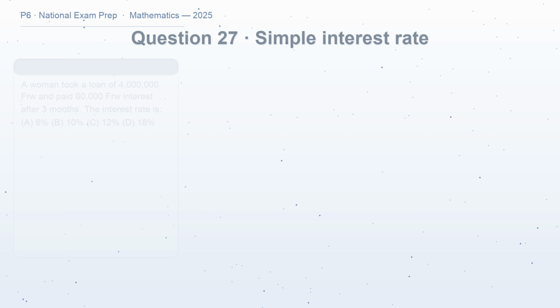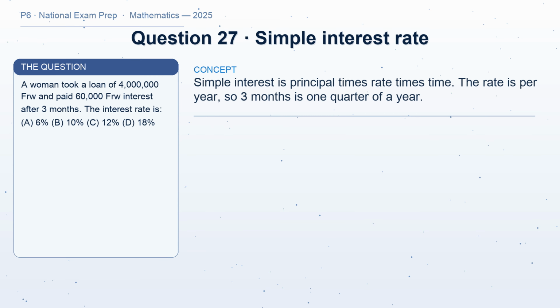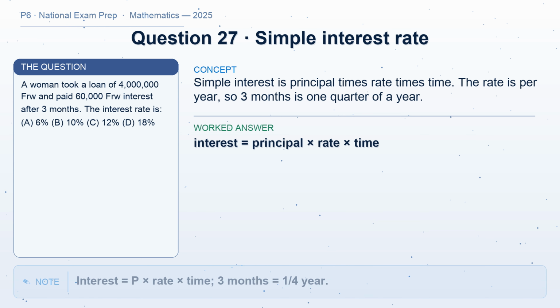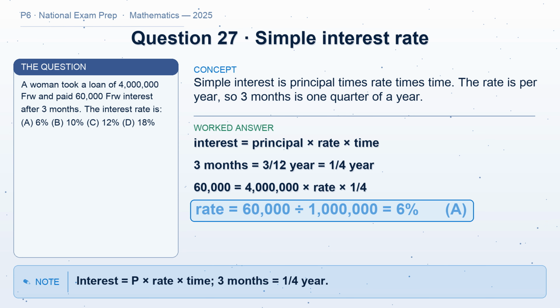Question 27. A woman borrowed 4 million francs and paid 60,000 francs in interest after 3 months. Let's find the interest rate. Simple interest equals the principal times the rate times the time. The rate is given for a whole year, so we must write the time in years. 3 months is 3 out of 12 months, which is 1/4 of a year. So 60,000 equals 4 million times the rate times 1/4. 4 million times 1/4 is 1 million, so 60,000 equals 1 million times the rate. Dividing, the rate is 60,000 over 1 million, which is 0.06 or 6%. So the answer is 6%, option A.